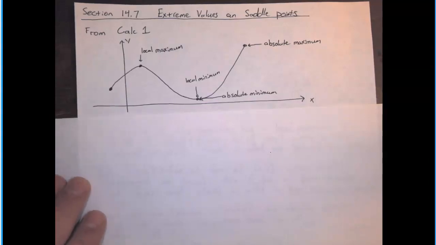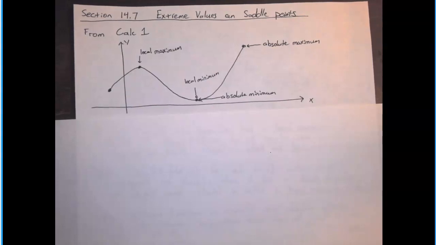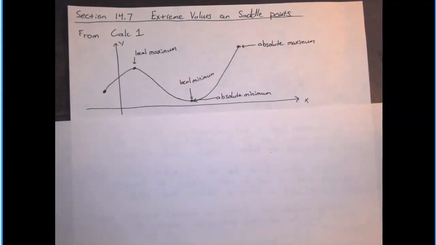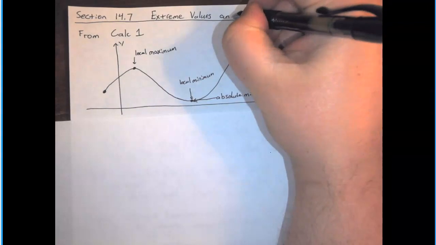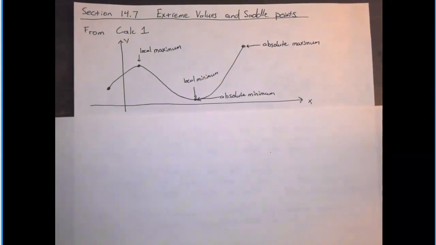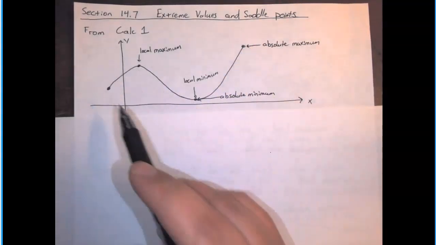We're going to go back to Chapter 14 today and finish up the last two sections we're going to cover from Chapter 14. In 14.7, we're going to talk about extreme values and saddle points. So before we talk about multivariable functions, let's go back to Calc 1 and talk about a function of a single variable. Here's our function of a single variable.